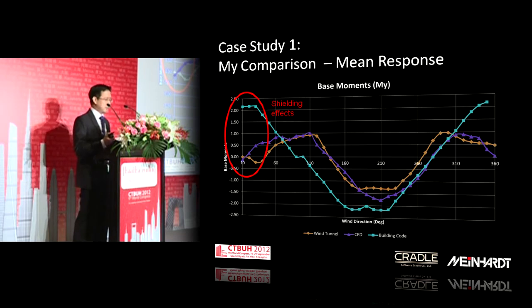The second direction is the MY direction. So the same thing. The orange is the wind tunnel, the purple is the CFD, and the cyan is the building code. Obviously the building code can't really account for shielding effects, so that's the load you would typically design for. But if you were able to identify, in this case, a positive effect of surrounding buildings, that could be beneficial for your design.